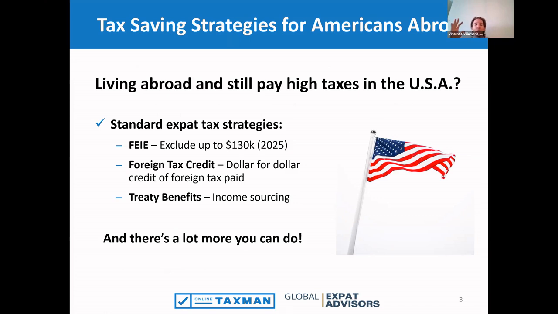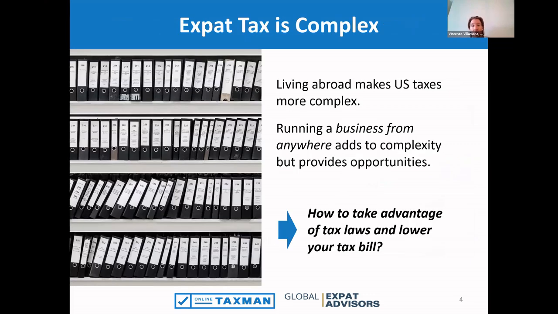There are standard expat strategies that we'll talk about, the foreign earned income exclusion, foreign tax credit, treaty benefits, but there's really a lot more you could do, especially for people who have their own business, whether it's a side hustle or full-time, because in general, the US tax system really encourages investments and entrepreneurship, right? And you can see that when we talk about this. Of course, being an expat adds another layer of complexity, right? Running a business from anywhere adds the complexity of not just the US tax system, but also the local tax laws and whatnot as well.